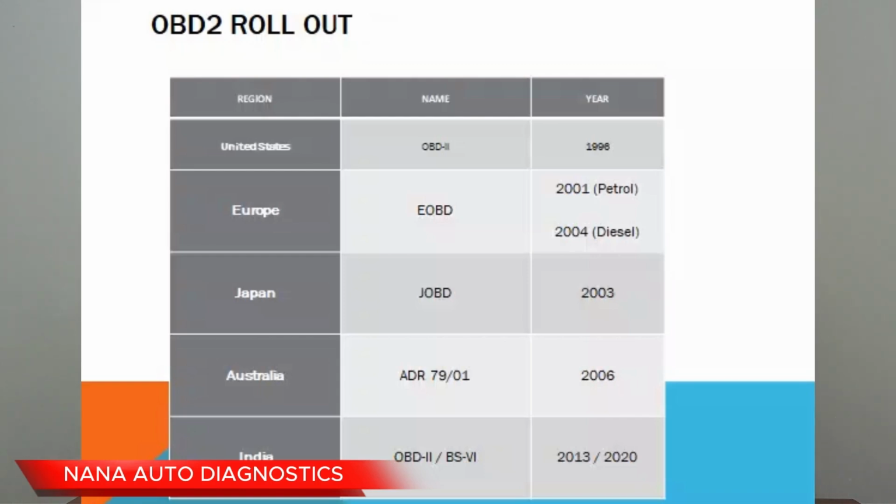And in 2006, Australia joined and called it ADR, which stands for Australian Design Rules, and India joined in 2013, also calling it OBD2, and later in 2020 they adopted a different name known as BS6, BS standing for Bharat Stage 6.